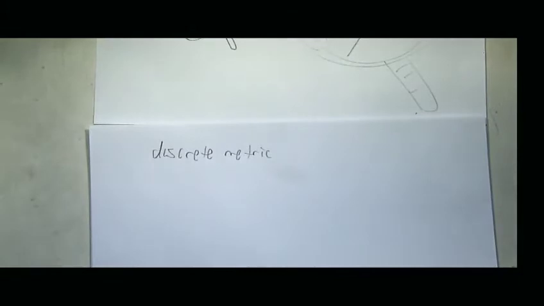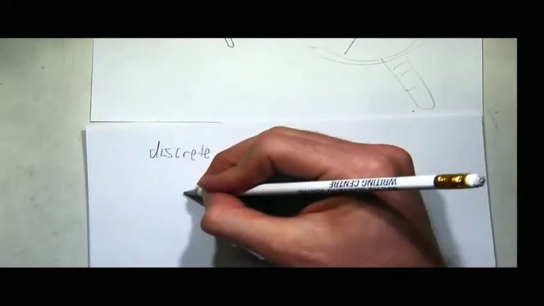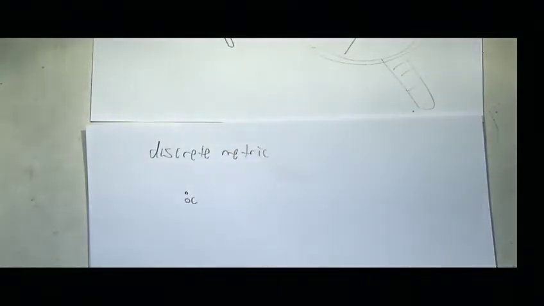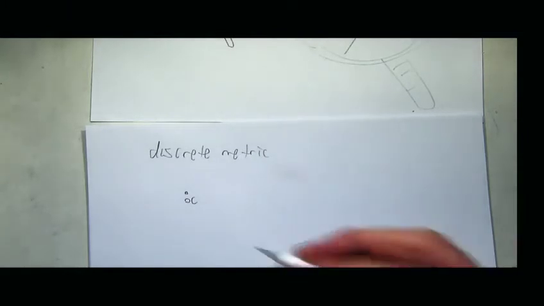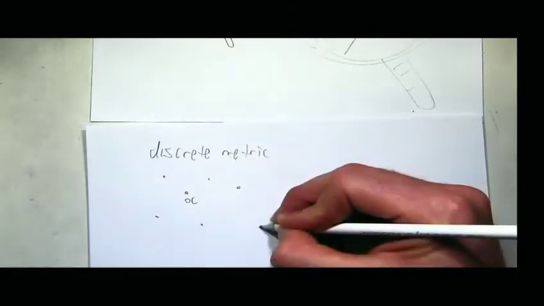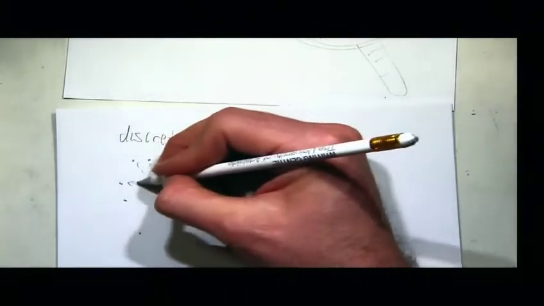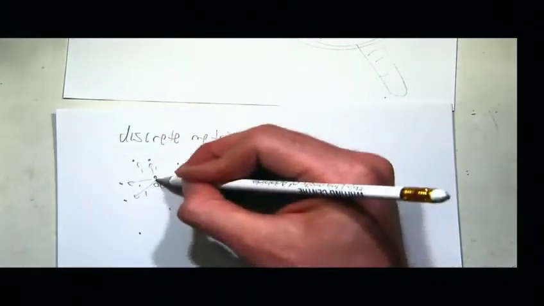So in the discrete metric, if you have a point X, every other point is exactly one away, right? So every other point, the distance from here to there is 1, because that's how the discrete metric works. This distance is 1, this distance is 1, this distance is 1, this distance is 1.